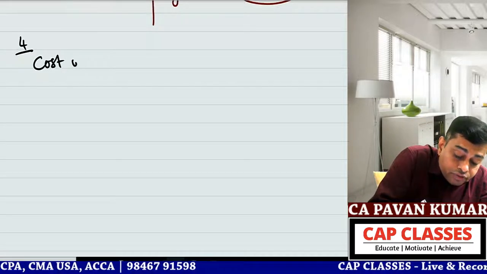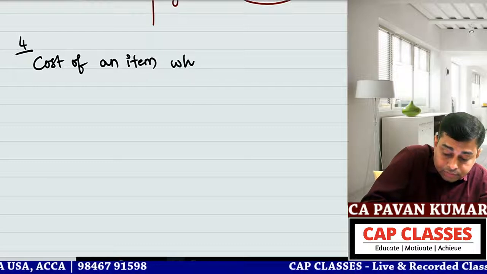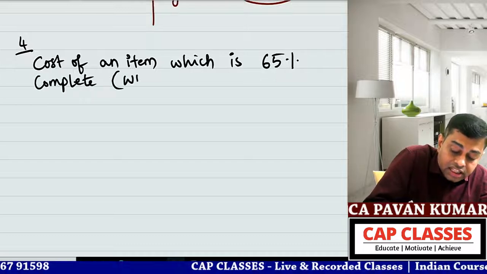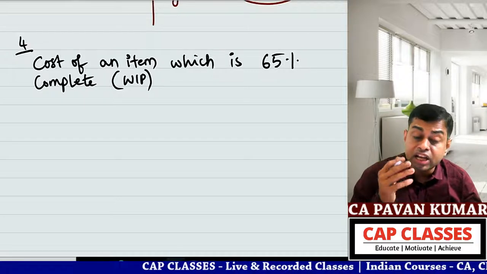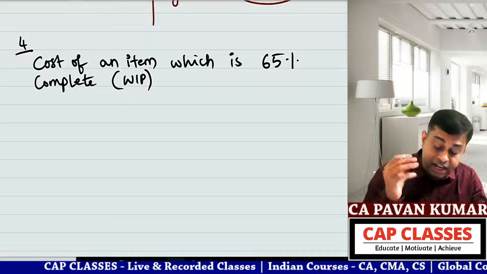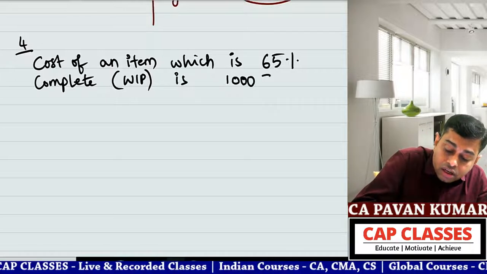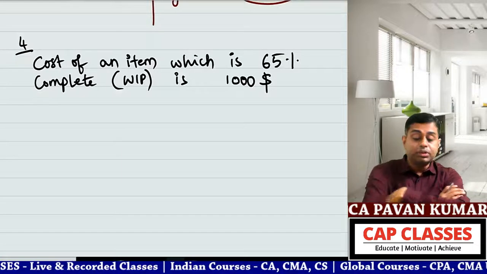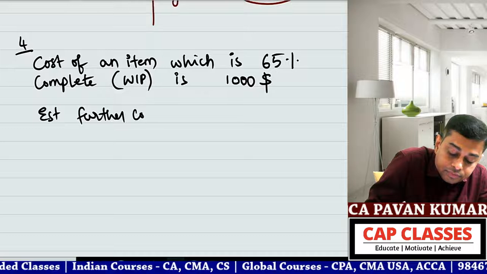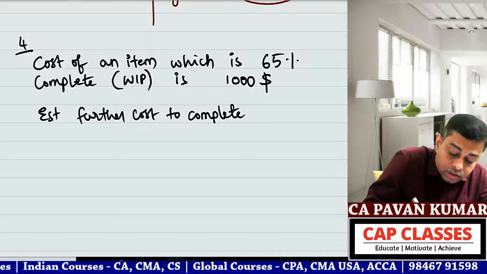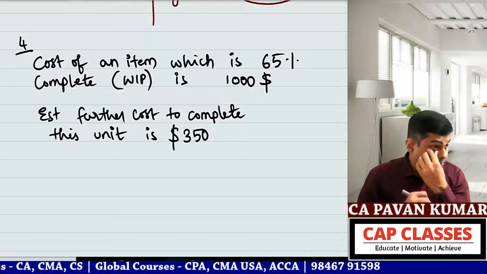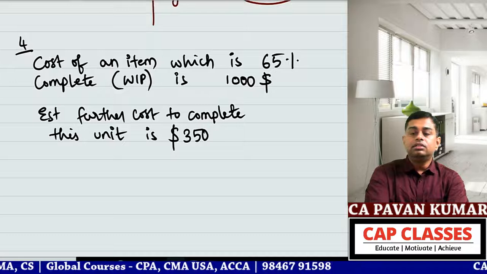Okay, cost of an item which is 65% complete. What is the meaning of this? This is nothing but work in progress. You can call it work in process or work in progress, anything is same. So cost of an item which is 65% complete on the balance sheet date is $1,000. Estimated further cost to complete this unit is $350.